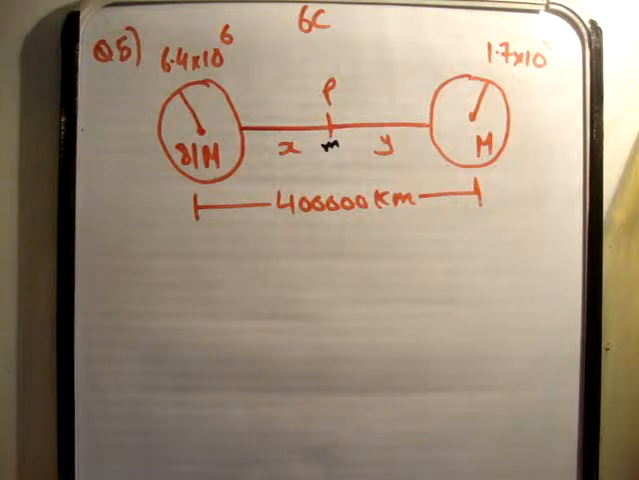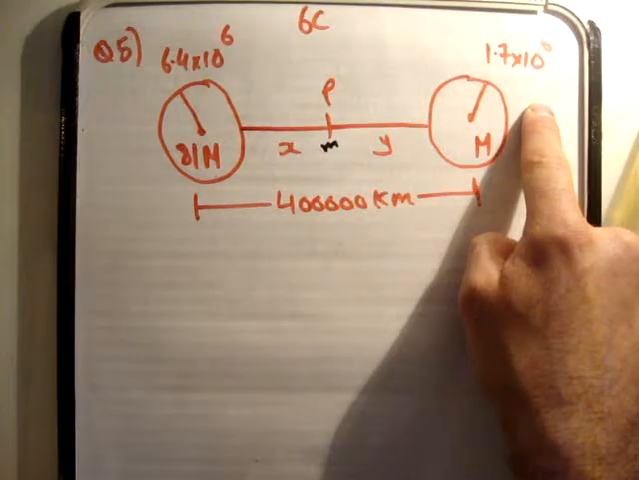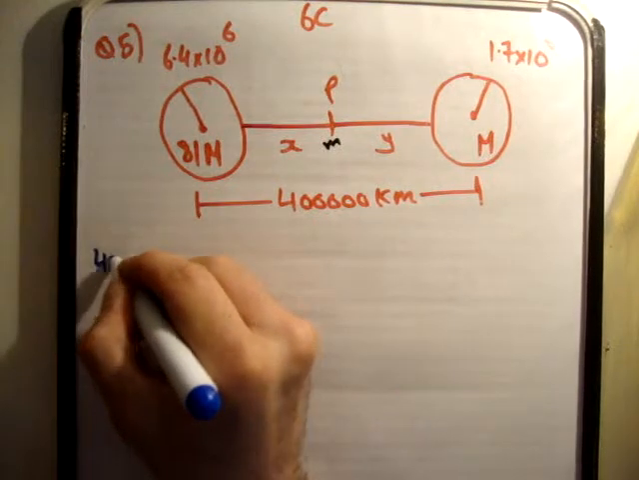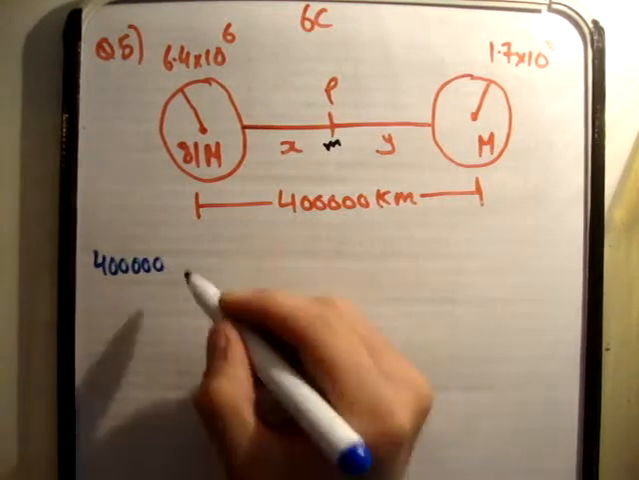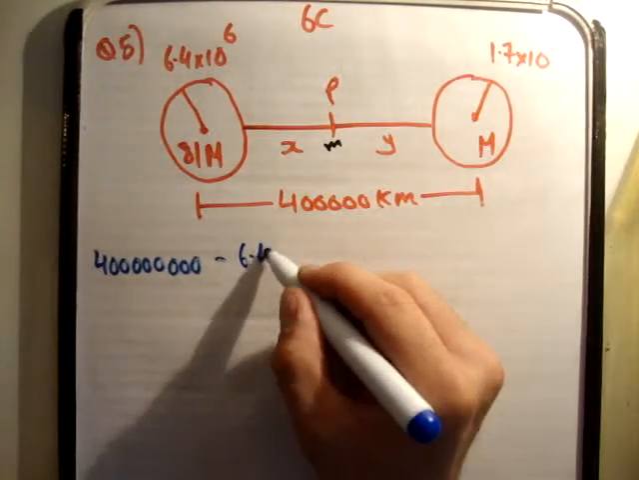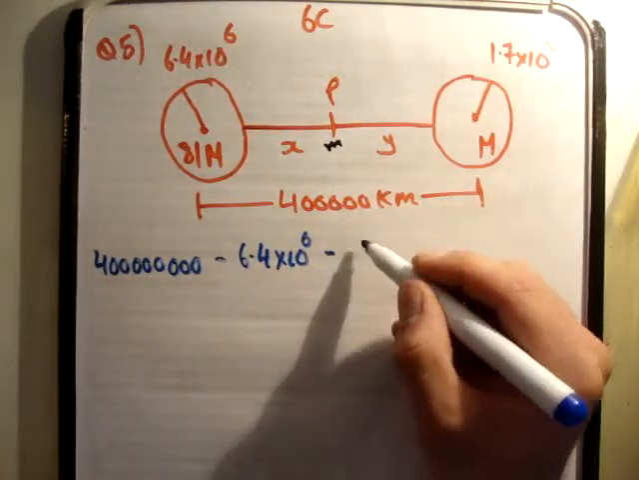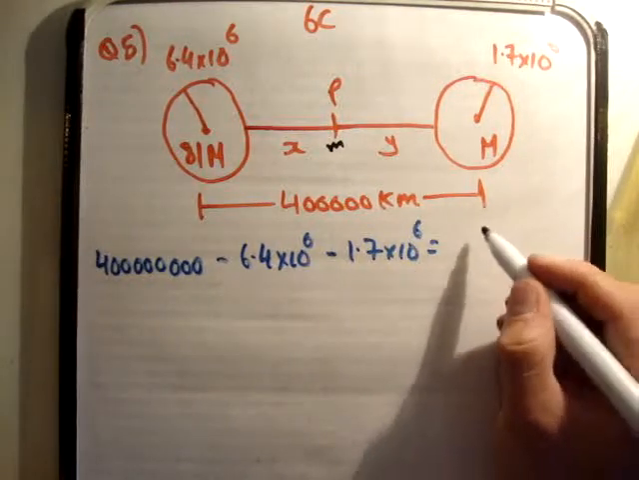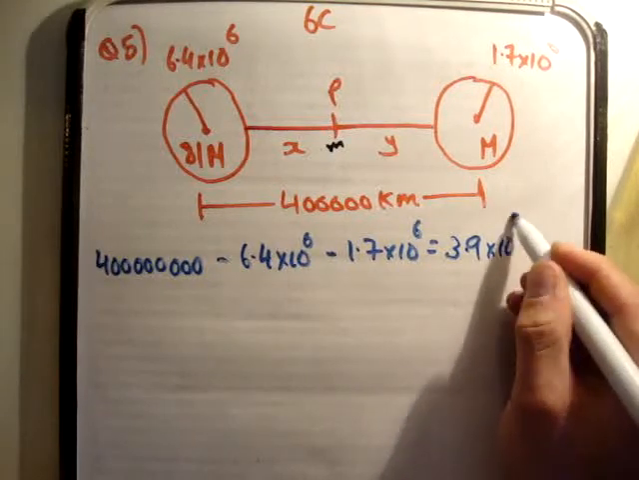So the first thing we're going to do is note that the radius of the moon is 1.7 times 10 to the 6 meters and the Earth is 6.4 times 10 to the 6 meters. And we're told from point to point is 400,000 kilometers. So if we have 400,000 kilometers, we add another 3 zeros onto that to turn it into meters, take away from that 6.4 times 10 to the 6, and then take away from that 1.7 times 10 to the 6. That will give you an answer of 3.9 times 10 to the 8 meters.